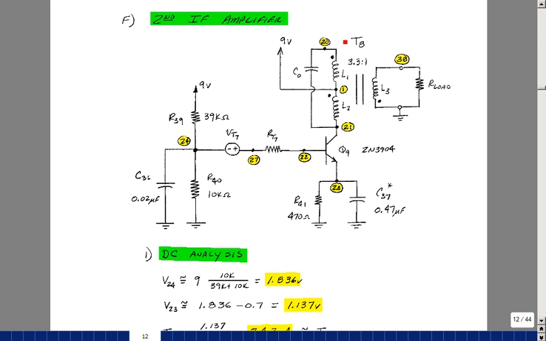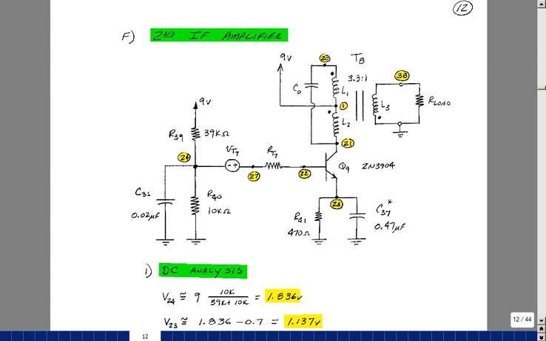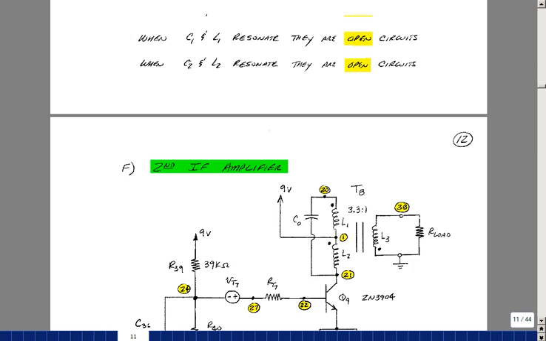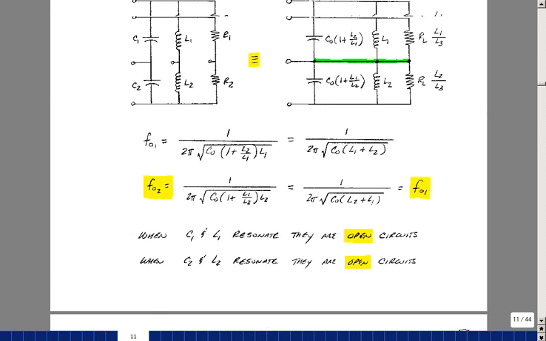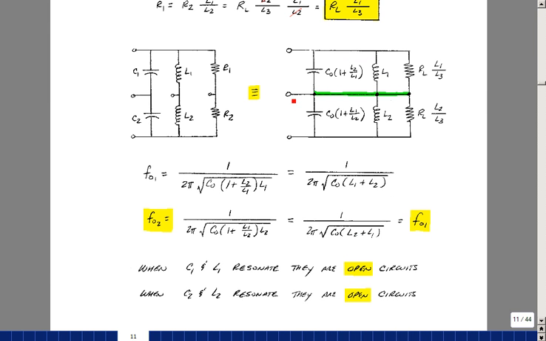At resonance, and even away from resonance, we could think of this transformer with the model we just developed on page 11. So let's take a quick look back at this on page 11. In this transistor circuit, this node is hooked up to the 9-volt power supply. So for AC, that would look like a short circuit.